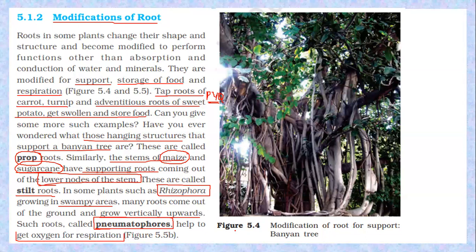Done. So we have discussed the taproot of carrot and turnip and the adventitious root of sweet potato storing food. In the banyan tree, you have the prop root, those hanging structures that provide support to the plant. In the stem of maize and sugarcane, roots originate from the lower nodes of the stem, and they are called stilt roots. And in Rhizophora, which grows in swampy areas, many roots come above the soil and grow vertically upward. Such roots are called pneumatophores, which help to get oxygen for respiration.